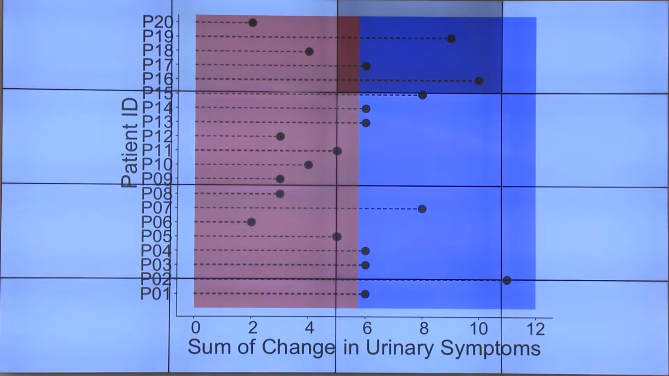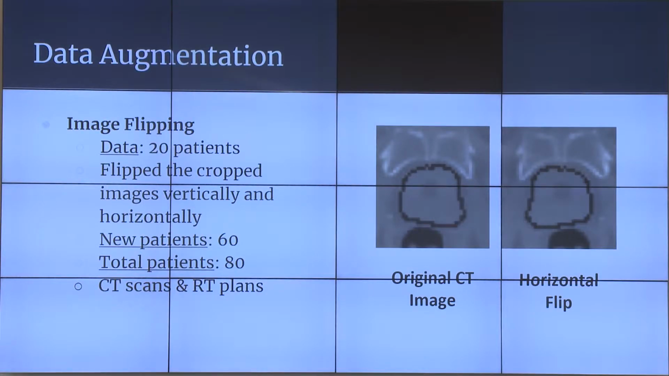Then, because we only had 20 radiation plans and 20 CT scans for the beginning of our study, which is very small, we had to employ a data augmentation method. So we used image flipping on our 20 CT scans and radiation plans, and we flipped them both vertically and horizontally to produce 60 new images, for a total of 80 that we could work with. And here we have an example with the original CT image cropped around the bladder with the contour of the bladder on top of it, and the corresponding horizontal flip.